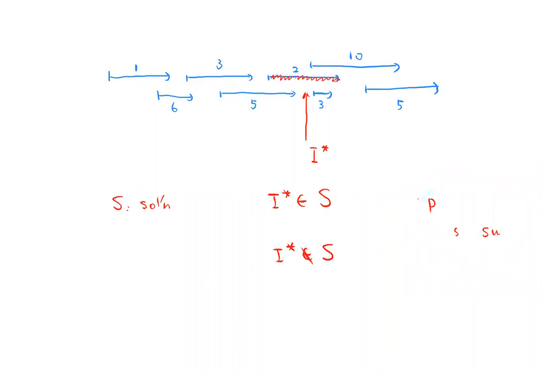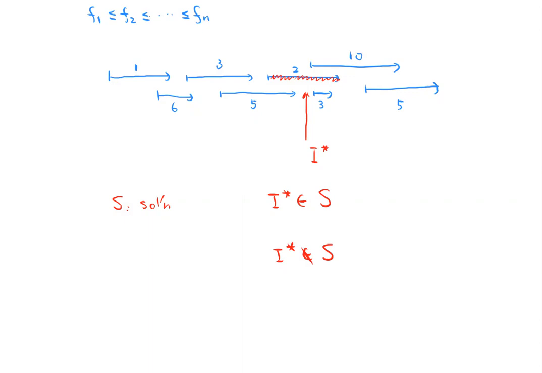So only two possibilities. Either I star belongs to S, or it does not belong to S. So if it does not belong to S, what do we do? All right. So one important thing is to identify sub-problems. So here, the nice thing about this activity selection is intervals are ordered. We have this ordering already. So this naturally gives us a way of defining sub-problems.